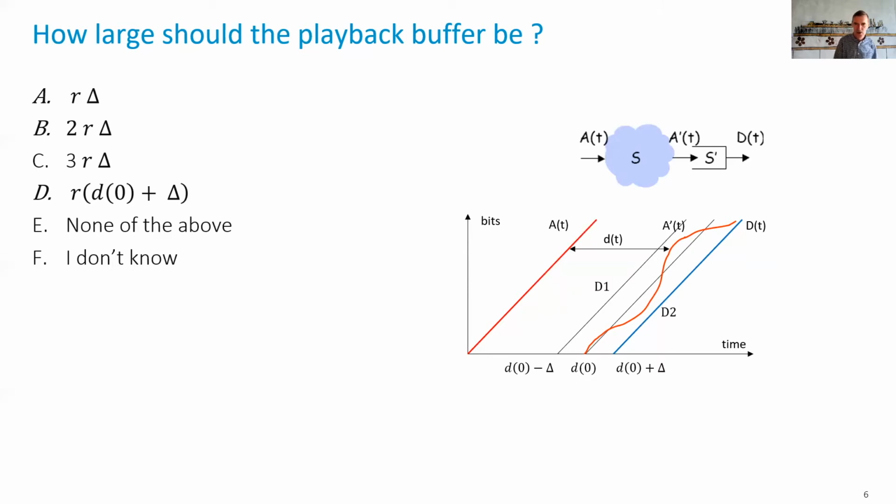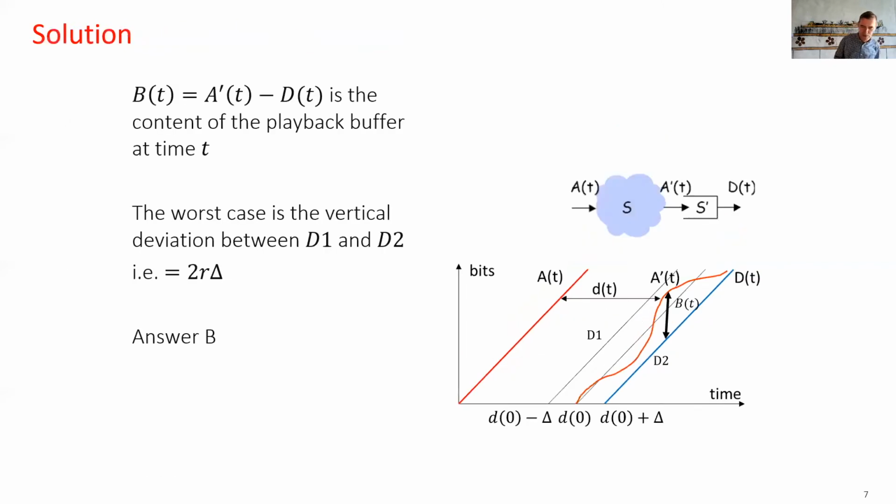And the correct answer is the majority, 2R delta. Very easy to see, if we remember the backlog bound. The size of the buffer must be such that the backlog, the difference D A prime minus D, must be less than or equal to the size of the buffer. The size of the buffer must be greater than the worst-case backlog here.